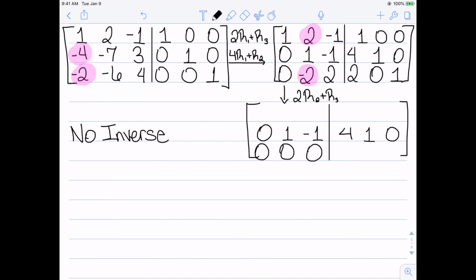So this particular matrix doesn't have an inverse since I was not able to row reduce it to the identity matrix.